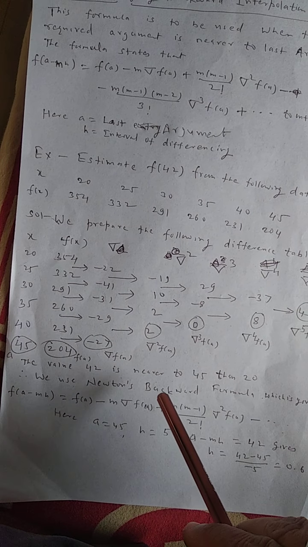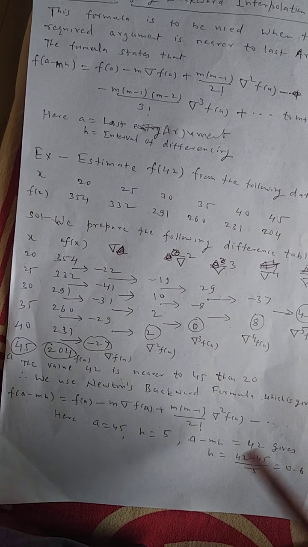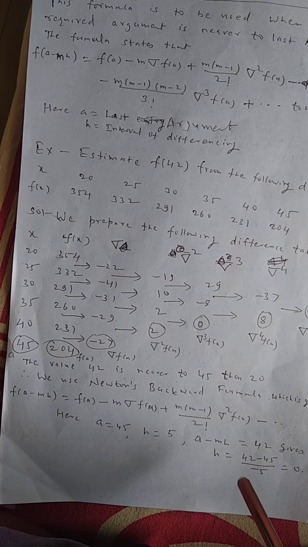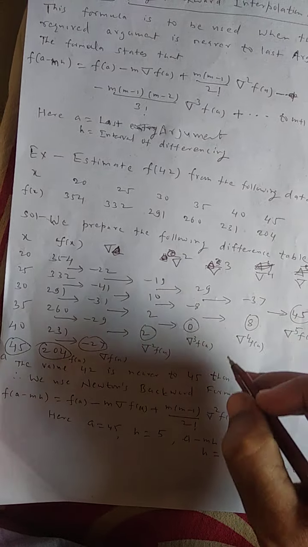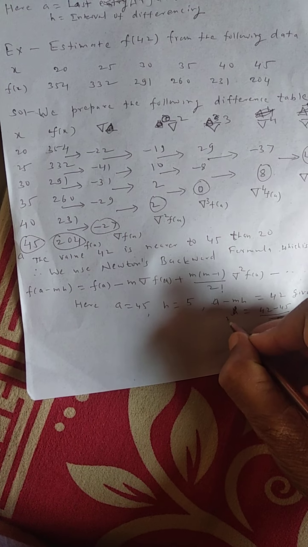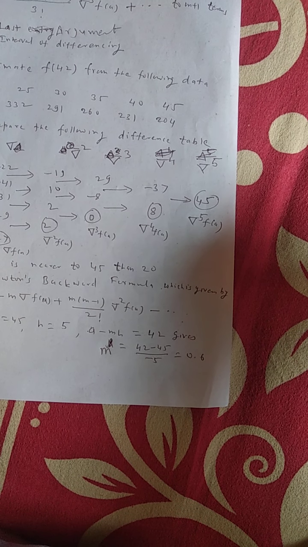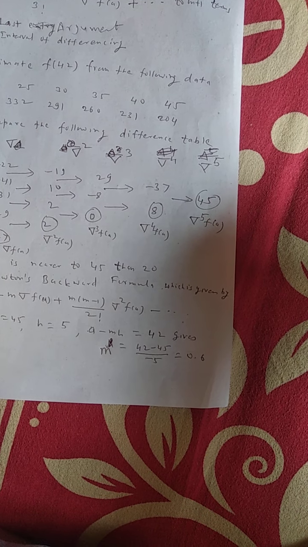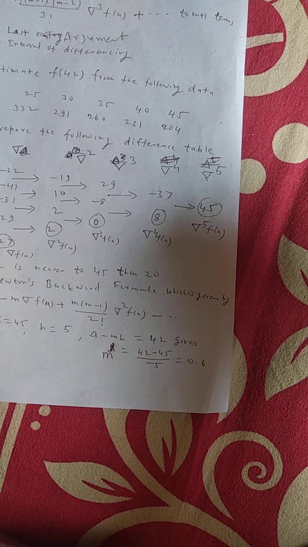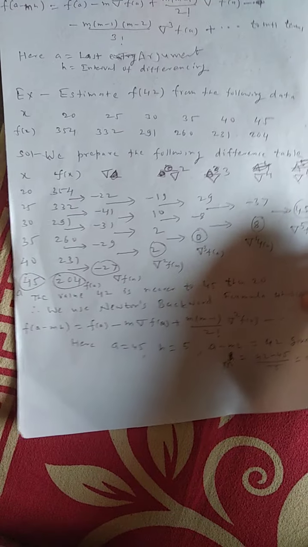Then a minus mh, we want f of 42. Therefore, a minus mh is 42. And a is 45, h is 5. And therefore m is, here write this as m instead of h, m is equal to 42 minus 45 divided by minus 5. That is 0.6. 0.6 is the value of m.